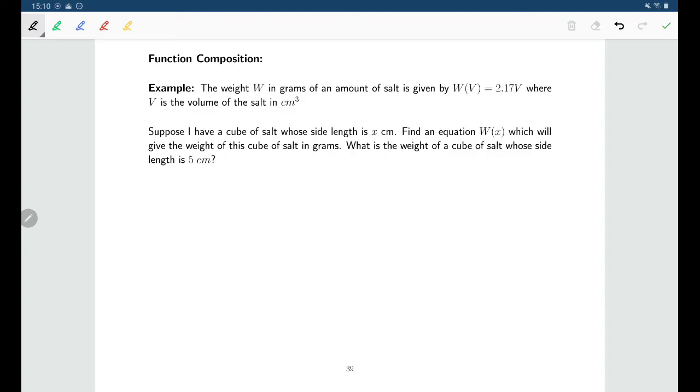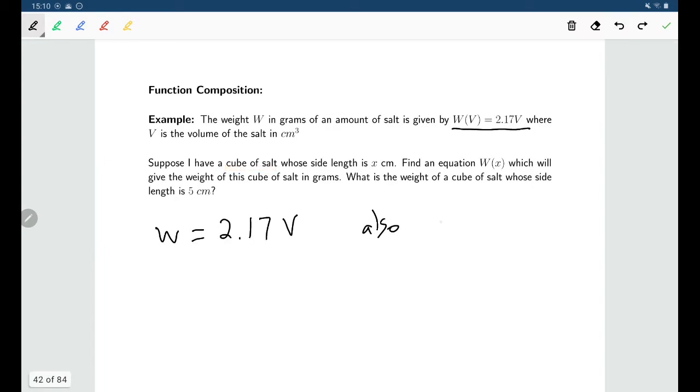We know that W of V is 2.17 times V, so in other words, since we've got this function, we have a relationship between weight and volume. Also, fun fact that we know, this is a cube of salt, so that means the volume of that cube should just be the side length cubed. Remember that for a cube, where all the side lengths are all equal to each other, the volume is length times width times height, and all of those are just x. So that means the volume of my cube of salt should just be x cubed.